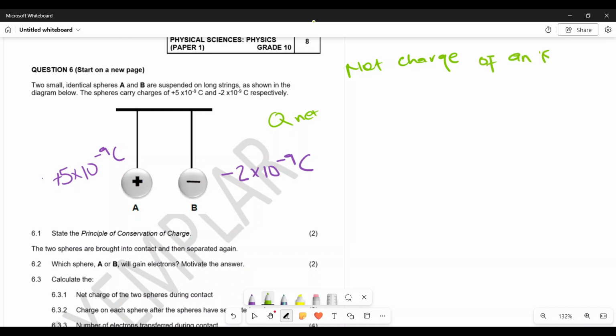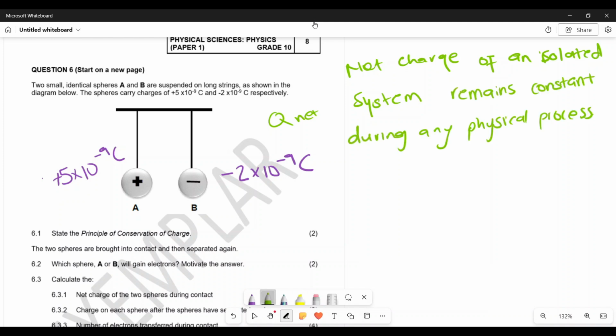Now, what is an isolated system? This is a system whereby you don't have any external forces which are disturbing. For example, there is no air friction, right? It's an isolated system. There isn't any disturbance. So the net charge of an isolated system remains constant during any physical process.